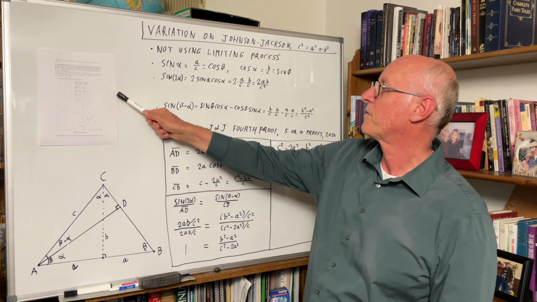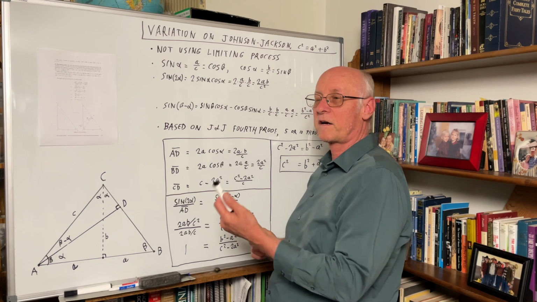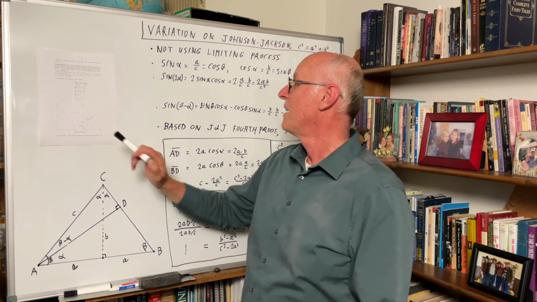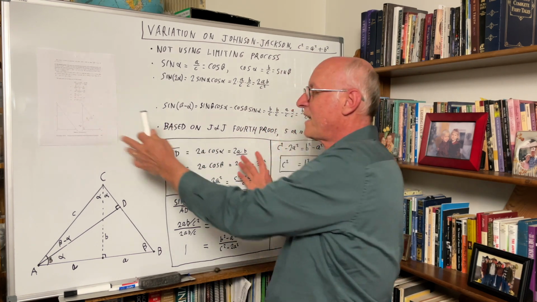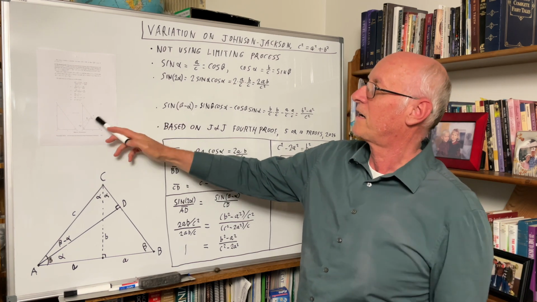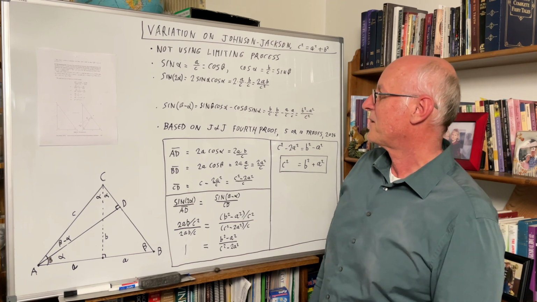And if you look at their fourth proof in that article called 5 or 10 Proofs of the Pythagorean Theorem, very similar thinking, similar structures. This is a slightly different take on it, slightly different variation. So that's what it is.